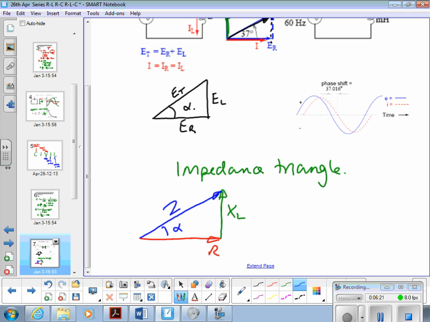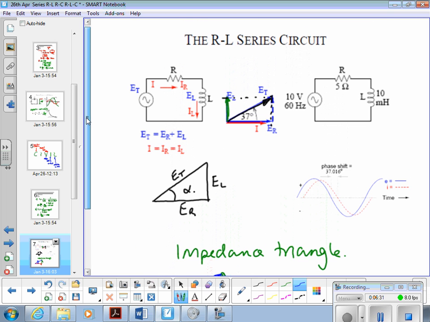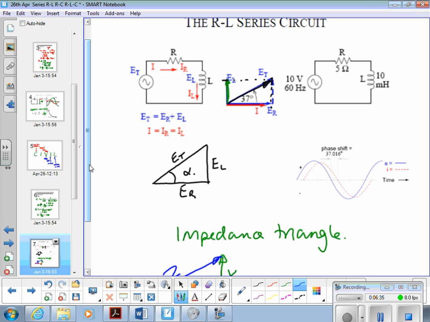So there are a range of calculations that you can do around this type of circuit where we've got an inductor and a resistor in series. So let's have a look at that little circuit there as an example. We've got 10 volts at 60 Hertz, and we've got 5 ohms and 10 millihenries.